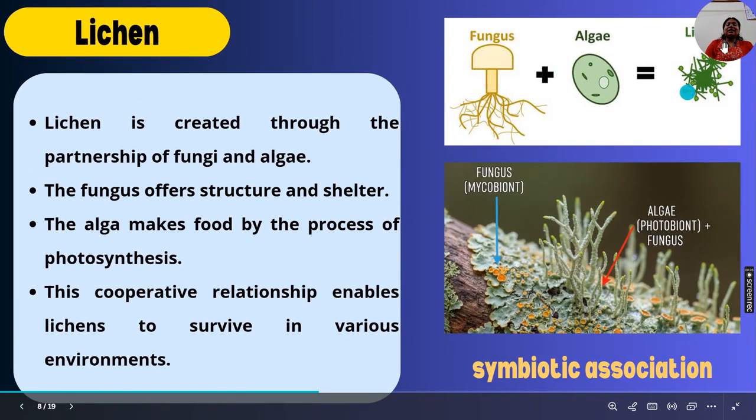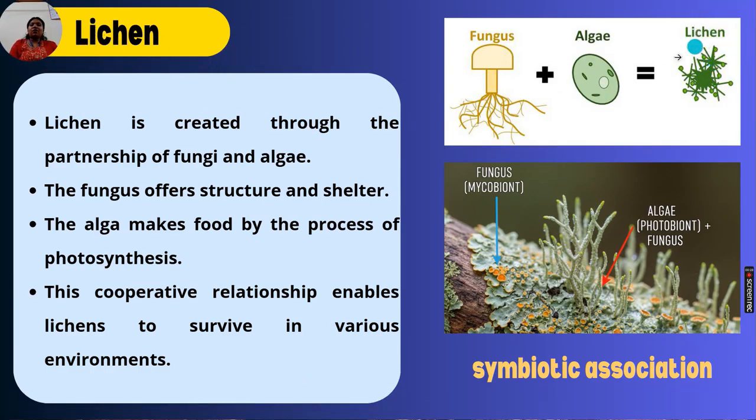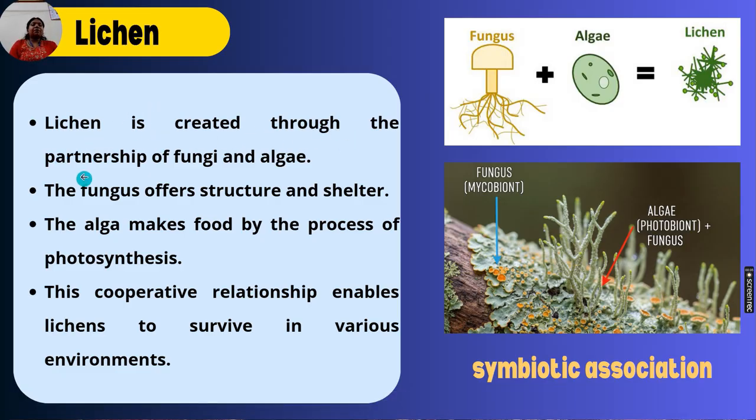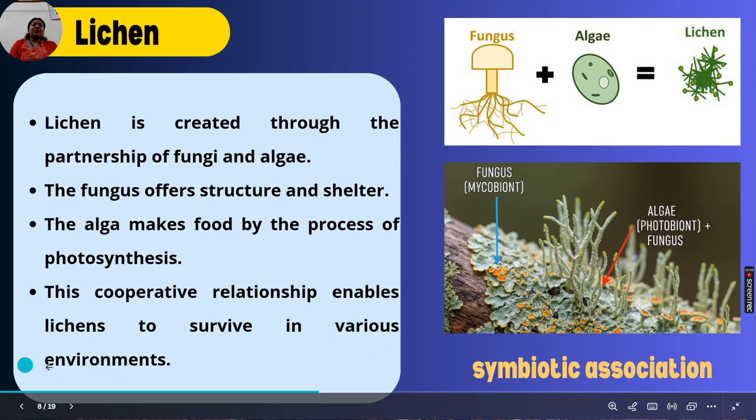Lichen is a combination of fungi and algae. It is a symbiotic association, created through the partnership of fungi and algae. The fungus offers structure and shelter. The algae make food by the process of photosynthesis. Yes, algae are able to produce food because they have chlorophyll. The fungus gives shelter. This relationship enables lichen to survive in this environment. Got it? Yes, very good.